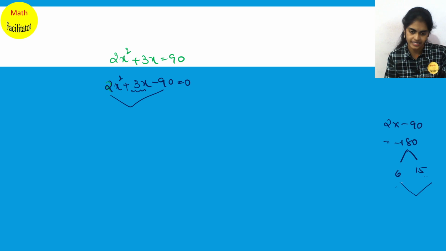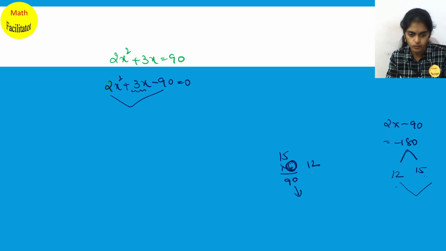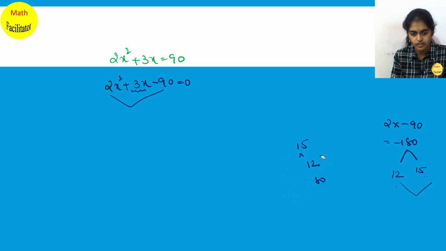90, not 180. So let me double this. So if I take 12 into 15, see 15 into 6 is giving me 90, so I'm again doubling this. If I double 6, I'll get 12. So 15 into 12 will give me 180. These are small shortcut tricks. So instead of calculating everything, you can just try these.